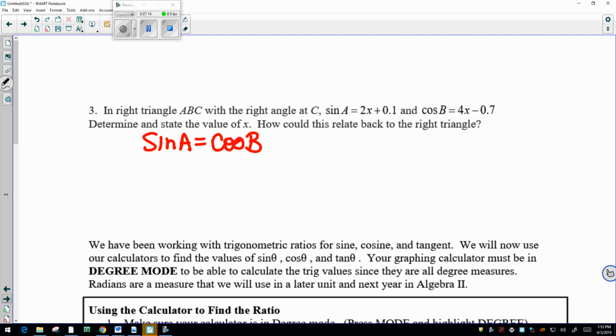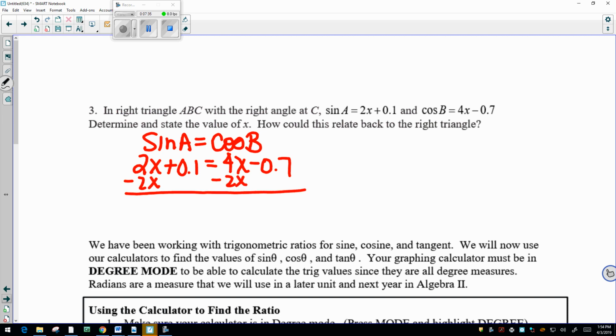Okay, so let's do a substitution. Instead of saying sine of A, we're going to replace what it's equal with, 2x plus 0.1. And cosine of B, we're going to replace that with 4x minus 0.7. And now we can solve. So first I'm going to get our x's onto one side. So 0.1 is equal to 2x minus 0.7. Add the 0.7 to each side, so I have 2x is equal to 0.8. And if I'm trying to get x by itself, divide through by 2, so we have 0.8 divided by 2. That's going to leave us with x equaling 0.4.